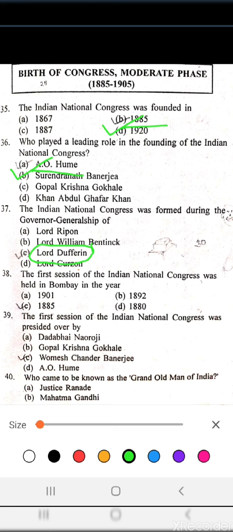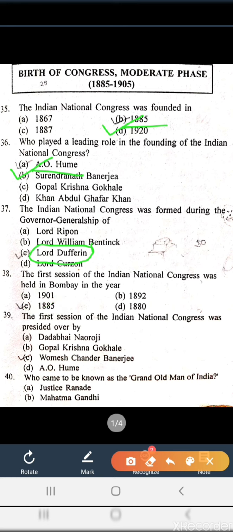The next question is, the first session of the Indian National Congress was held in Bombay in which year? Obviously, the year in which the Indian National Congress was first established was 1885. It was the same year when the first session of the Indian National Congress was held. Okay, let's move to the next question. The first session of the Indian National Congress was presided over by. Who was the presiding officer of the first session? It was W.C. Banerjee, that is Womesh Chandra Banerjee, is the correct answer.